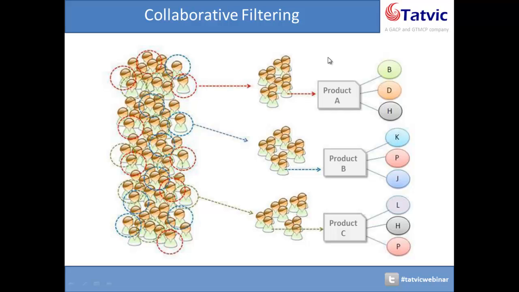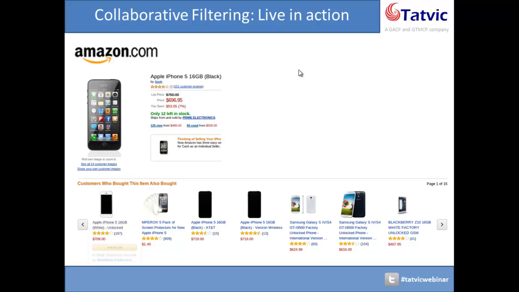Okay, Kushan, thank you very much for explaining a bit more about collaborative filtering. So now that we understand how it works, can you please share with us an example of how it works in the real online world? Yes. So I was just browsing for a smartphone on Amazon.com, and as you can see, once I am on the product page, for example, of the Apple iPhone 5, I'm presented with a list of product recommendations that have been generated using this idea of collaborative filtering.